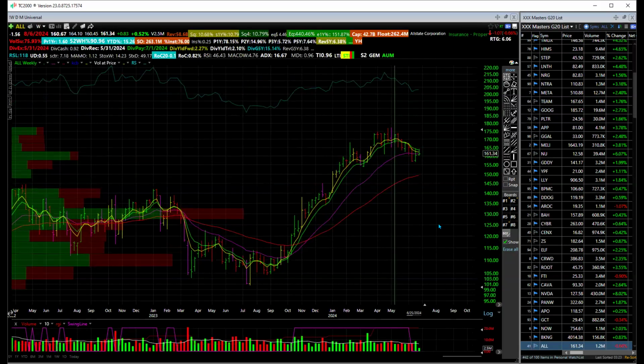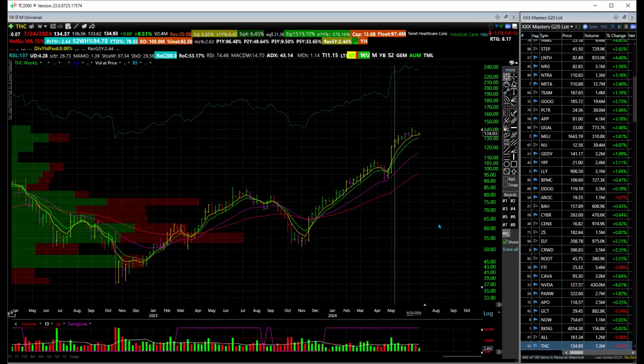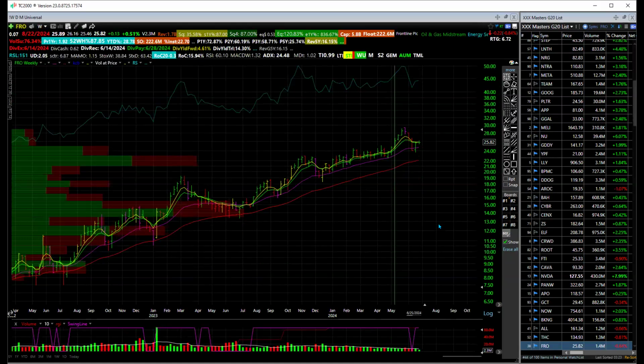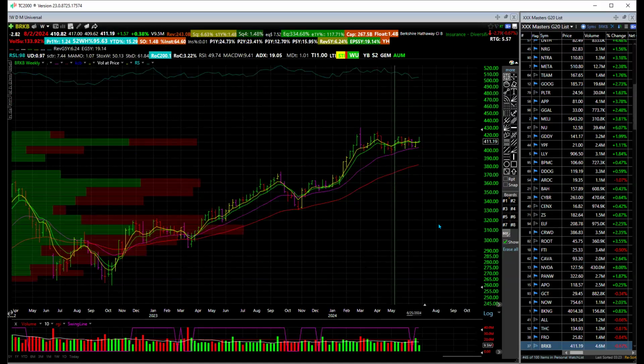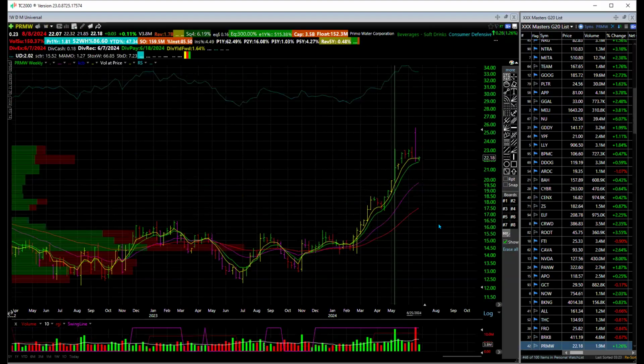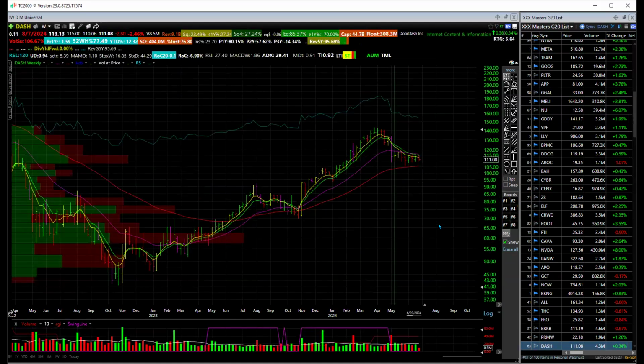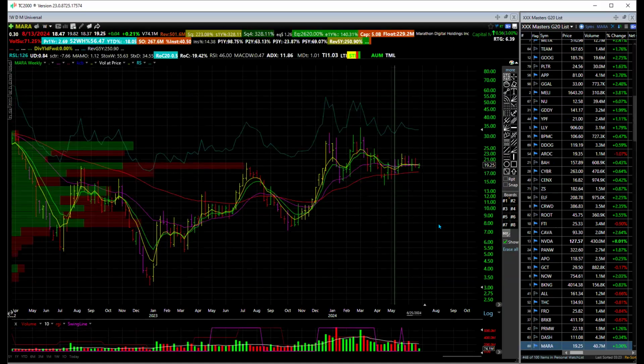Allstate, it's also on the left side of its basing. THC, it's out of a base. Frontline, basing, left side. This is Berkshire Hathaway, in consolidation. Primal Water looks like it had quite a move up this week. Dash looks like it's in base. Mara looks like it's some kind of consolidation.